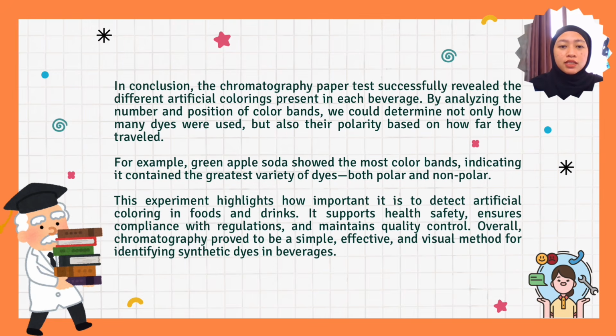For example, the green apple soda showed the most color bands, indicating it contains the greatest variety of dyes, both polar and non-polar. On the other hand, drinks like lemon syrup and strawberry syrup had fewer bands, suggesting a simpler dye composition. This experiment highlights how important it is to detect artificial coloring in food and drinks. It supports health safety, ensures compliance with regulation, and maintains quality control. Overall, chromatography proved to be a simple, effective, and visual method for identifying synthetic dyes in beverages.